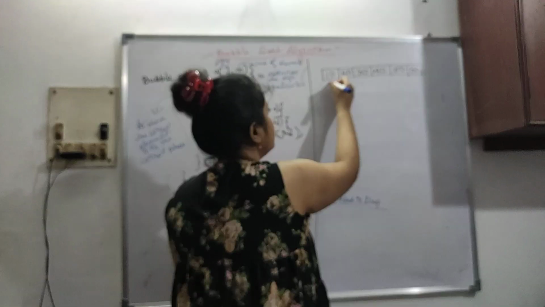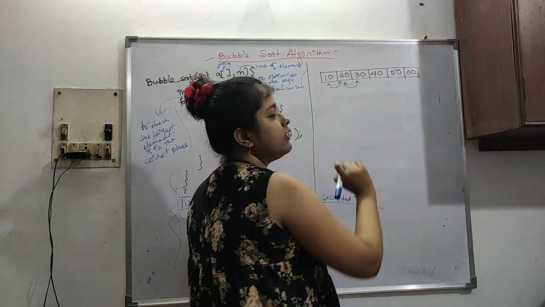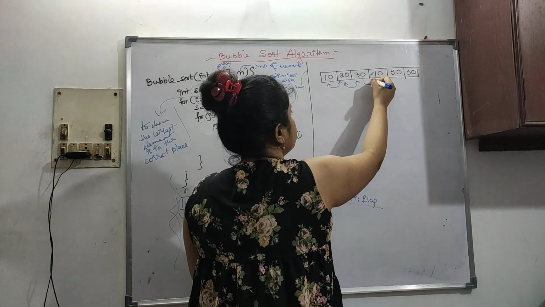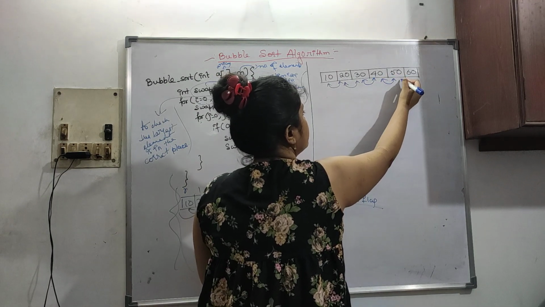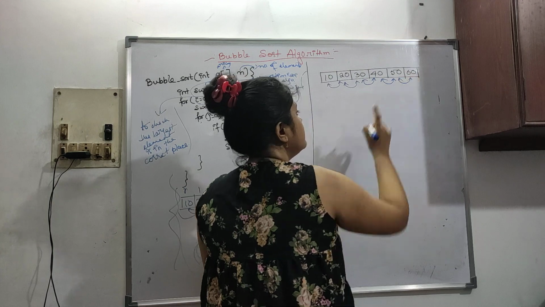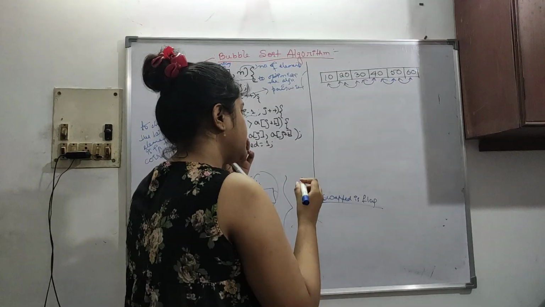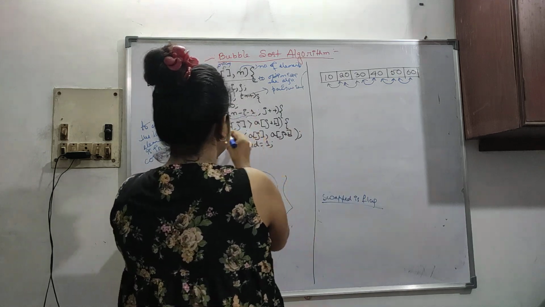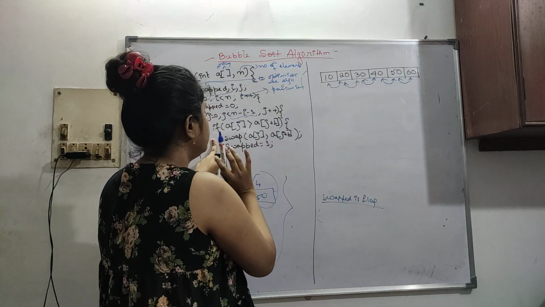So now let's see 10 and 20, this is sorted, and again check 20 and 30, it is in correct order, then 30 and 40 correct order, then 40 and 50 also in correct order, and 50 and 60 in correct order. So we don't need to swap anything, which means the swapping part is not working. Okay, so this swapping is not used.